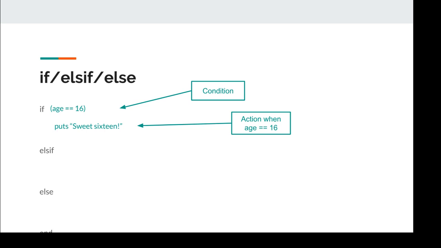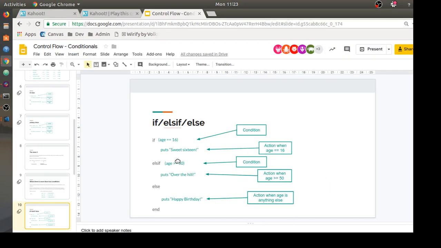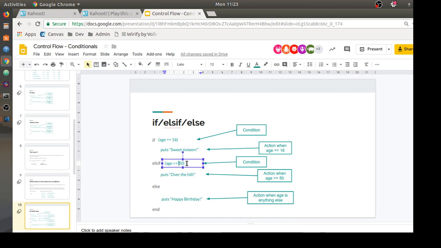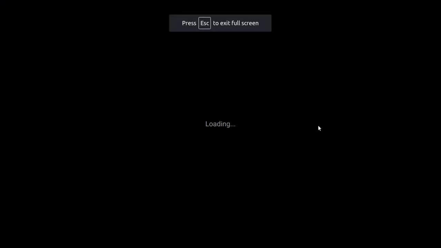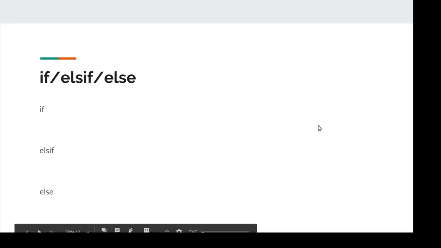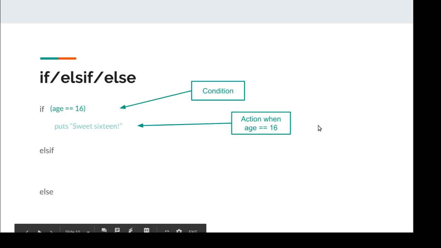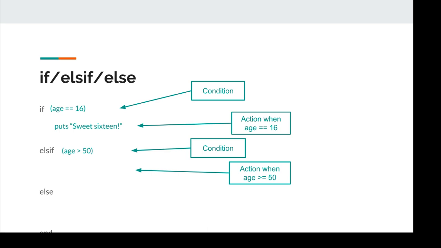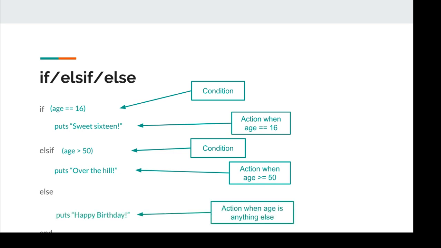What's the second condition? That's right. Let's see if I put it right in here. Nope. Age is greater than 50. And in the case that age is greater than 50, what do we want to print? That's right. And otherwise, everything else is what we put in else. We're going to print happy birthday. Okay? So that's how we would do that with an if, else construct. Is that clear?